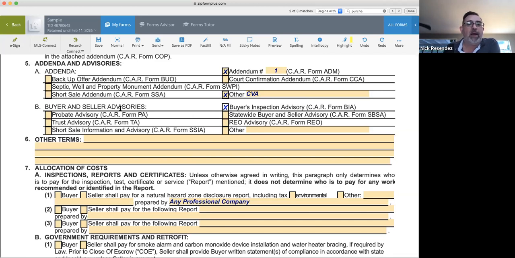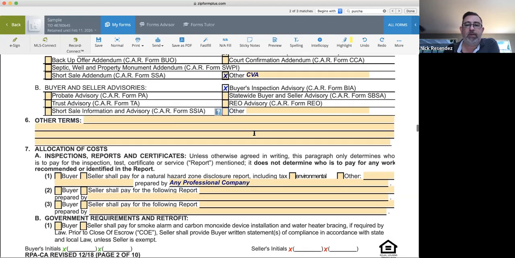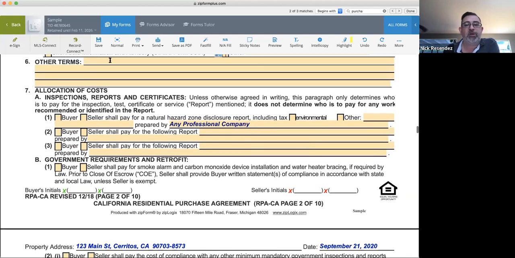If it's a probate, well, you're probably using the probate purchase agreement, but you'll still use the advisory. If it's a trust advisory, short sales, REOs, all that stuff will come. Septic, well, backup offer addendum. There's all kinds of different documents that we may need to use depending on the type of property and what type of sale it is. So you'll check it off, or you'll check off other, okay? If it's an advisory, or other if it's addenda, right? Cool.